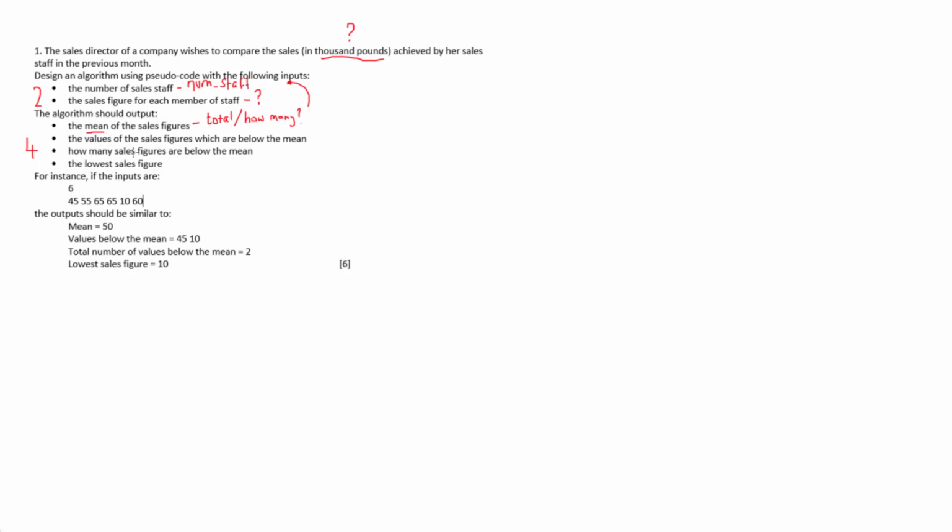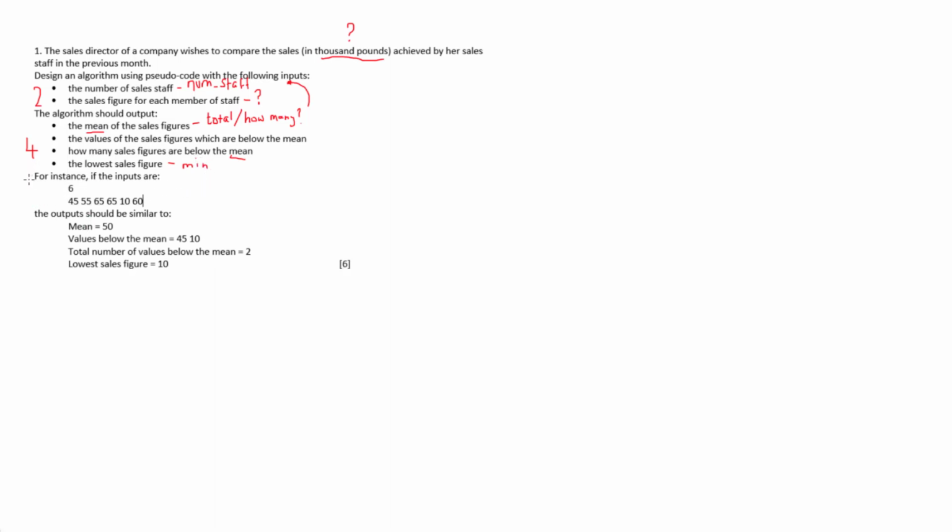The values of the sales figures which are below the mean. So I'm going to have to work out the mean first before I can do that second bullet point. The third one, how many sales figures are below the mean? Again, I'm going to have to work out the mean first before I can actually do that. And then the lowest sales figure in total. So I might call that min, for the smallest value.